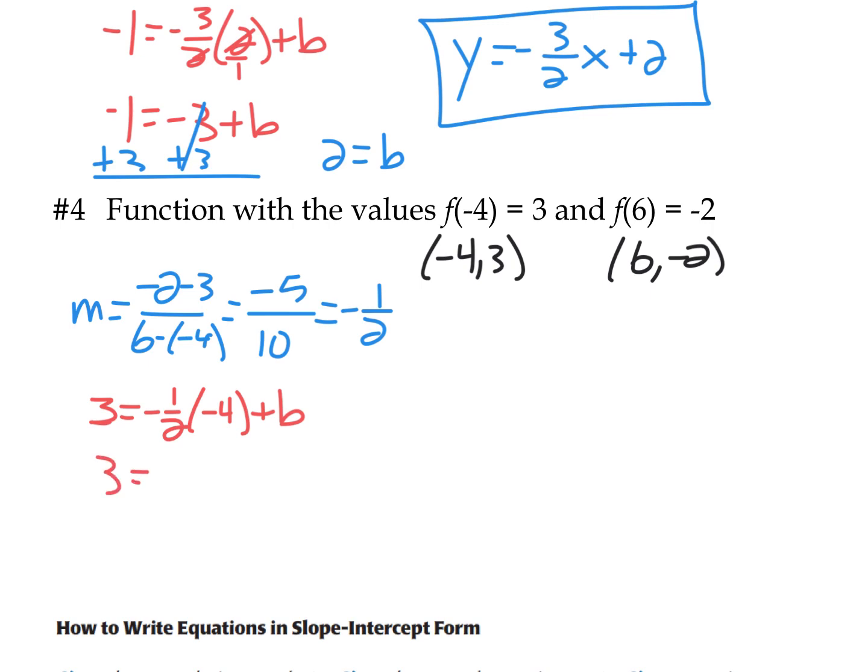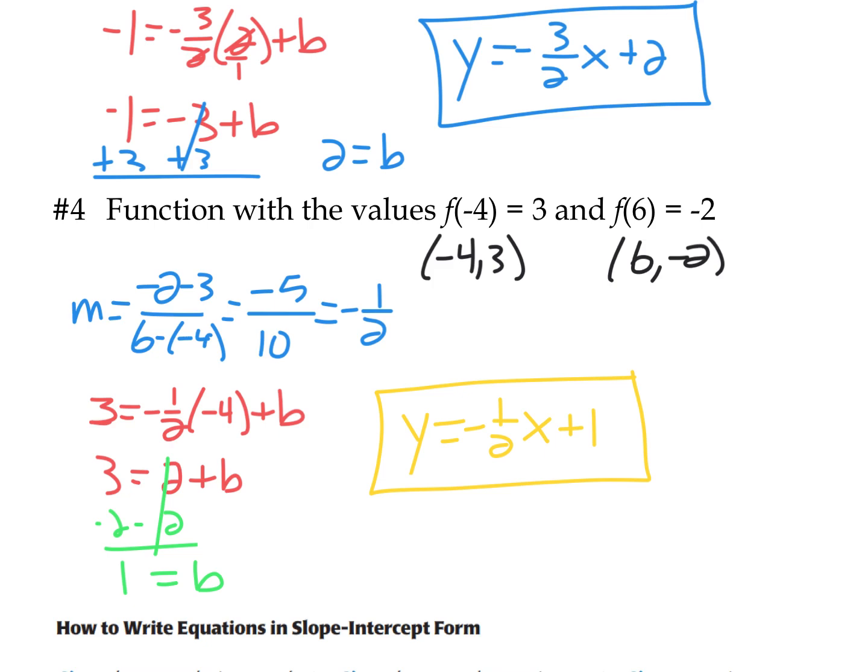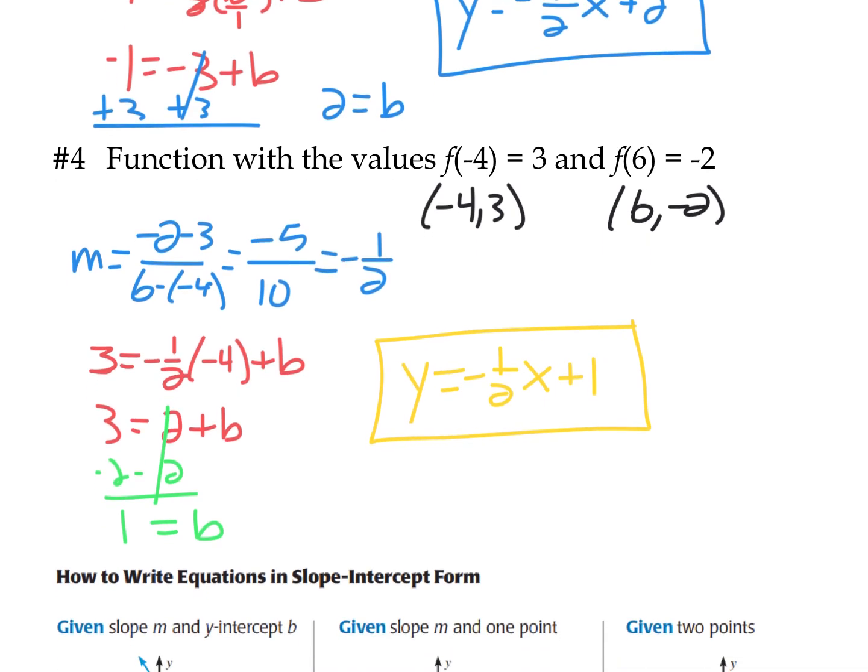So I'm going to have 3 equals -1/2 times -4 is a +2 plus b. I subtract 2 on both sides. I'm trying to solve for b. I get 1 equals b. So now I can write the equation of the line. y equals -1/2 x plus 1. There's my equation of the line. So function notation, understand f of -4 means I'm putting in a -4. That's my input, which is my x value. My output is 3. Input, comma, output. And I can use those 2 points to calculate a slope and then get the y-intercept.